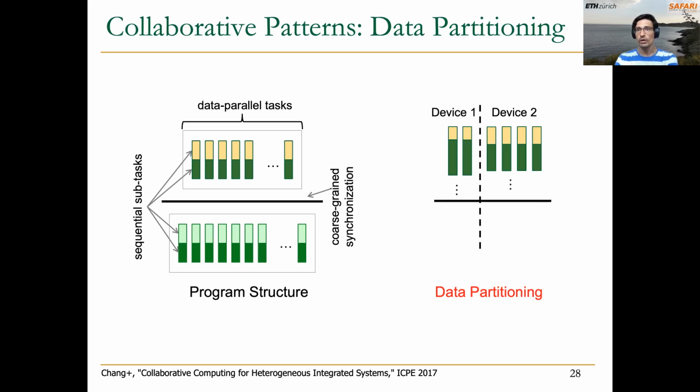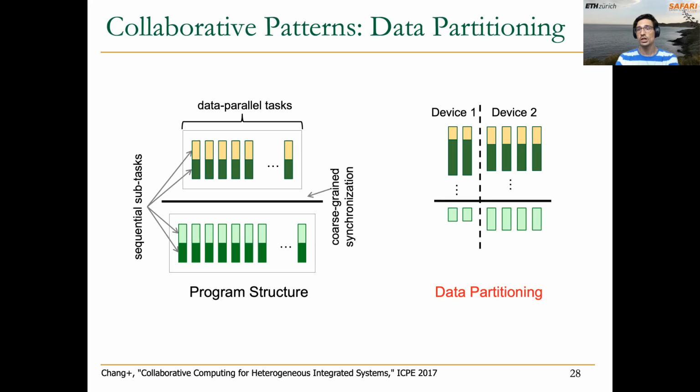At some point, device 1 and device 2 finish with these data parallel tasks that have been partitioned across both devices based on their features and characteristics. And obviously, we would try to do this data partitioning in a load-balanced way so that both devices have more or less the same amount of work and they finish more or less at the same time.